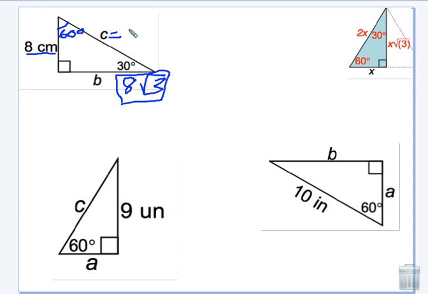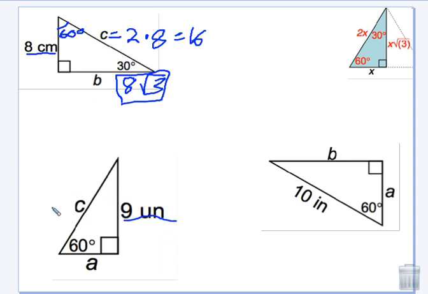Okay, and then C, you just multiply it by 2. So 2 times 8 equals 16. Okay, so that's pretty easy when you have the shortest leg. What happens when you don't have the shortest leg? Maybe you have the longer leg.